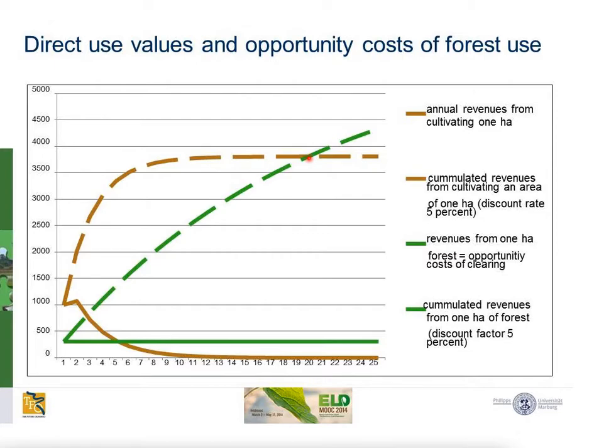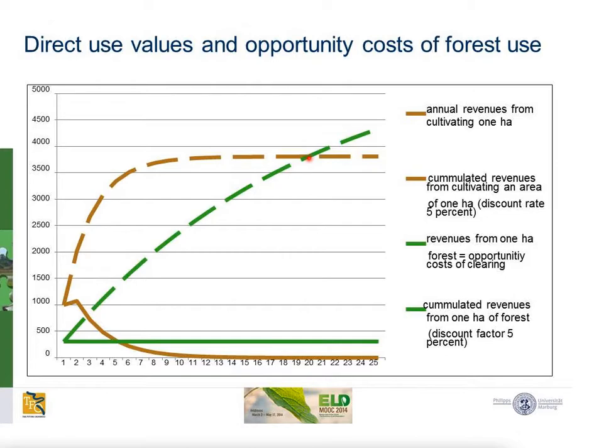Now, in fact, we assumed here a relatively low discount factor for the time preferences, which might be unrealistic. It's only a 5% discount rate, which is very low. If you actually increase the discount rate to only 10%, then you will see that the picture already looks much different, and the break-even point is reached only at a much later stage.